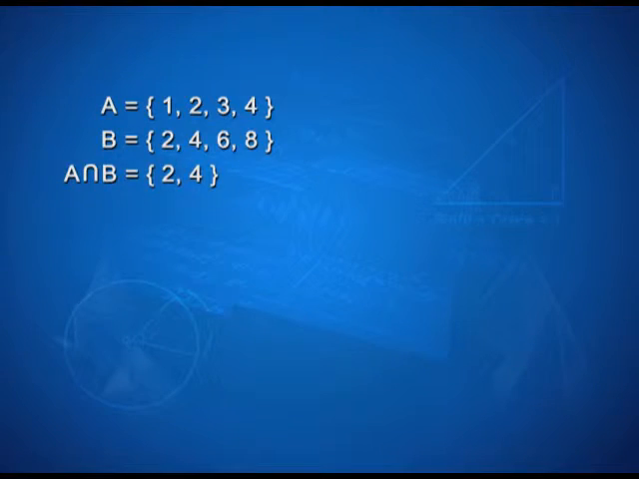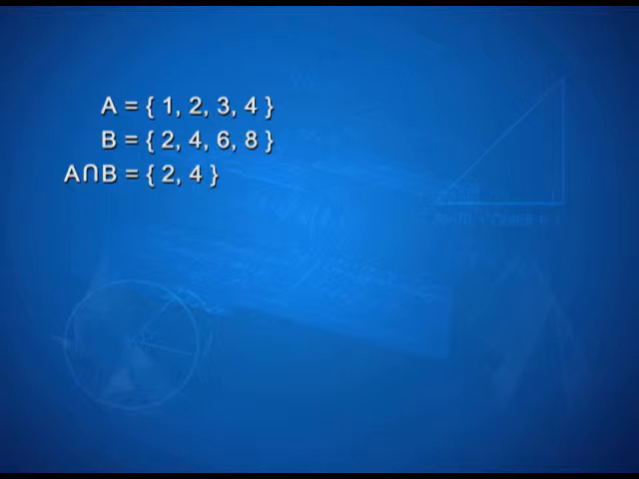Let me explain intersection in detail with the help of an example. Let A be a set containing the elements 1, 2, 3 and 4 and B be another set which has elements 2, 4, 6 and 8. Then A intersection B will be the set which contains the elements which are common to both A and B. That is, A intersection B will contain the elements 2 and 4.